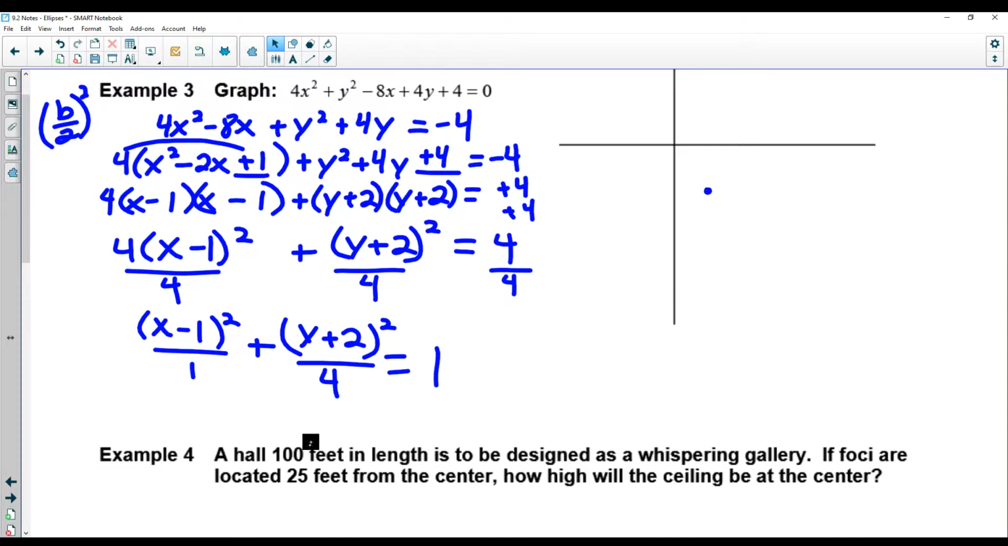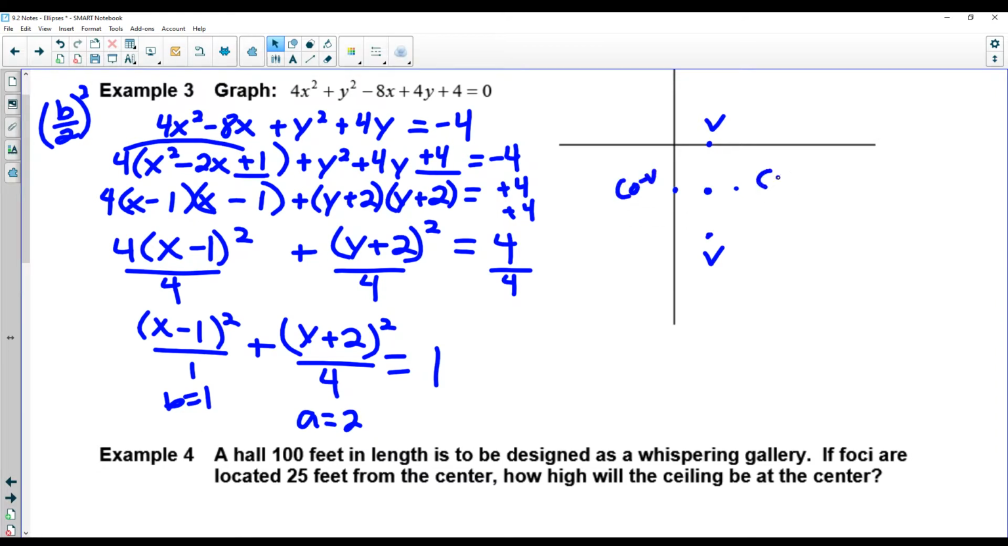And then my a value, remember, it's the bigger one. So a is going to be 2. So this one's going to be stretched vertically. I go 2 units up, 2 units down. That's my vertices there. And then b is 1. So I'm going to go 1 unit left, 1 unit right. There are my co-vertices.